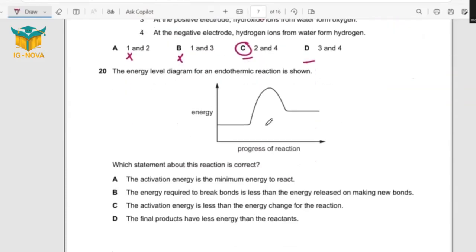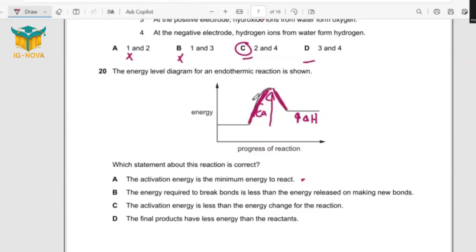The reaction is endothermic. Let me label the diagram. This is activation energy, the minimum energy required for a successful collision to occur, or the minimum energy possessed by reactants to have a successful collision. This is delta H, the enthalpy change during the reaction. Which statement is correct? Activation energy is the minimum energy to react. Let me think about it. The energy required to break the bonds in the reactant is less than the energy released on making new bonds, meaning this line is wrong.